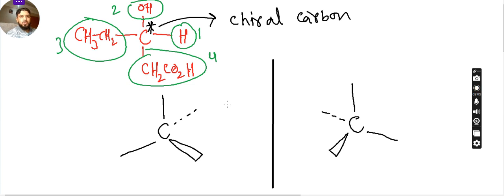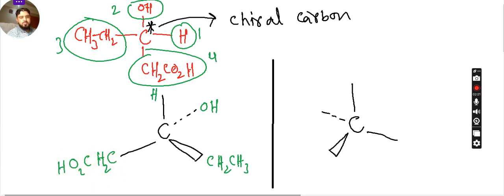For example, I am placing here hydrogen, here OH, here CH2CH3, and here CH2CO2H. Can we put them anywhere we want, or does it have to be in a specific area? Same question Muhammad asked: anywhere.